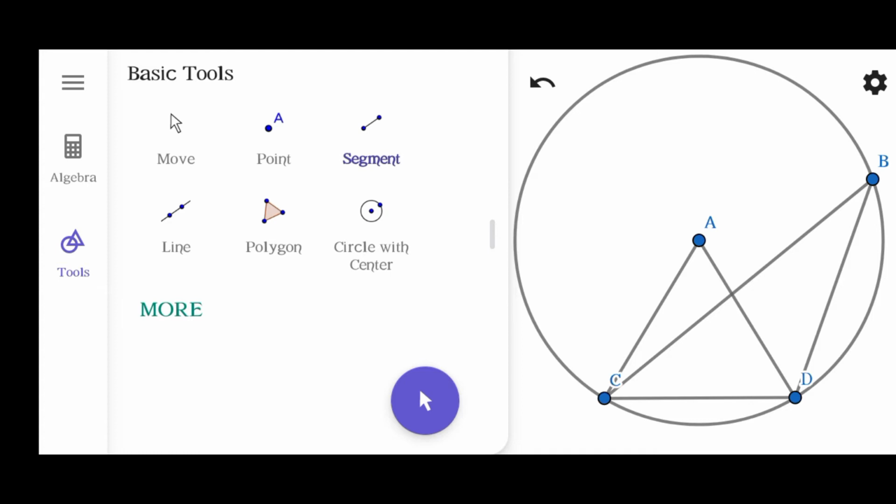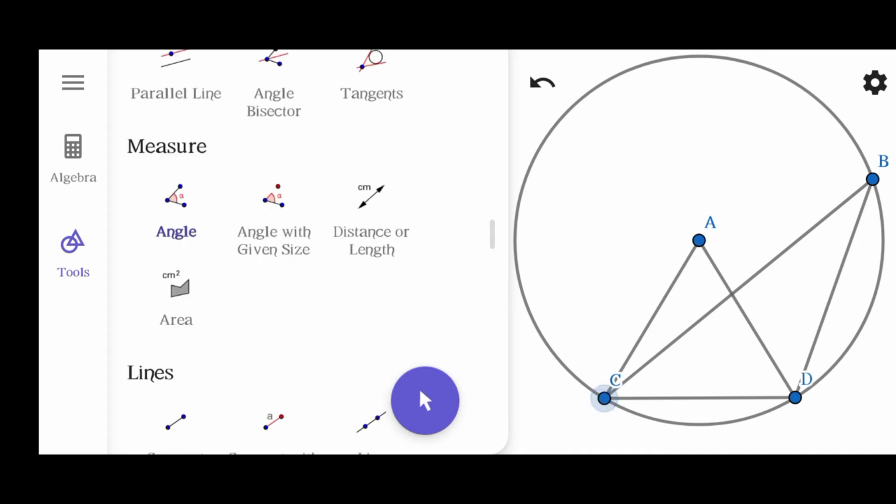What we are going to do right now is to measure the angle at the center and that at the circumference to see whether the relationship between them is true. So the angle at the center is 62.4. Let's check the circumference. That is 31.2. So that is the proof.